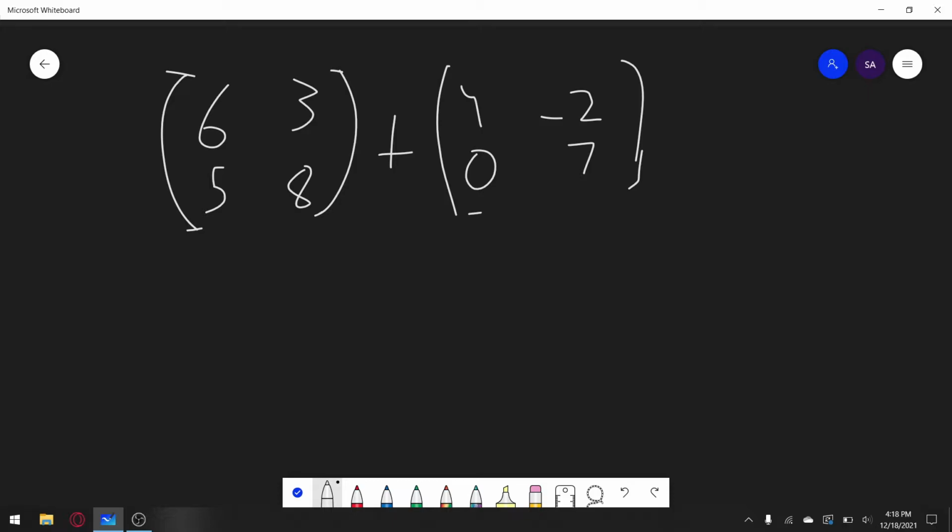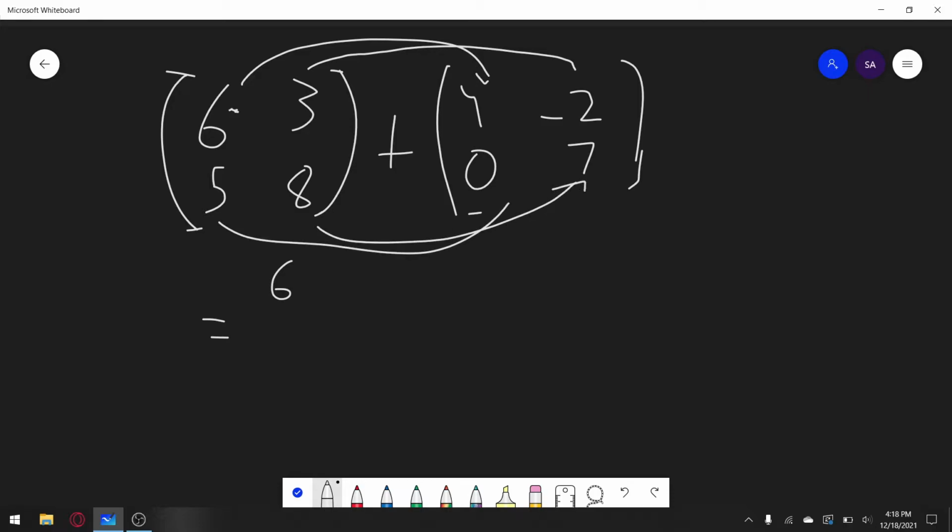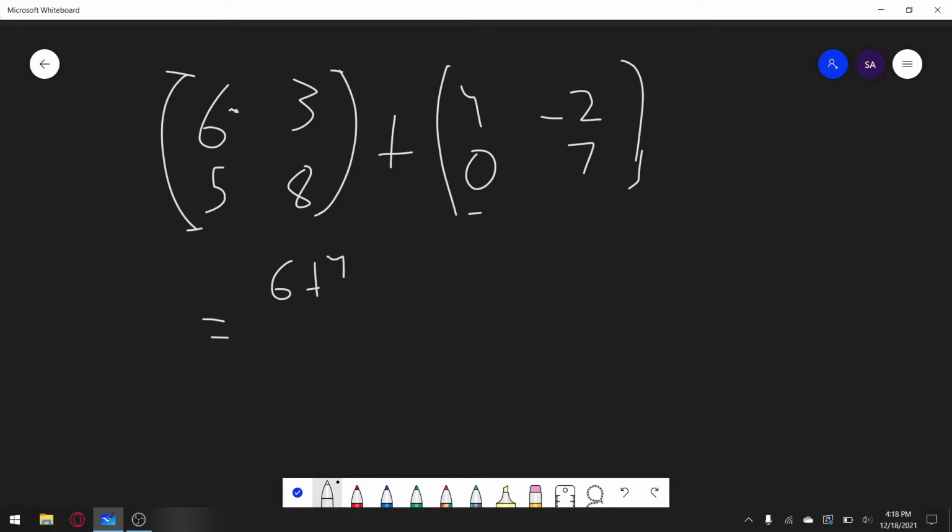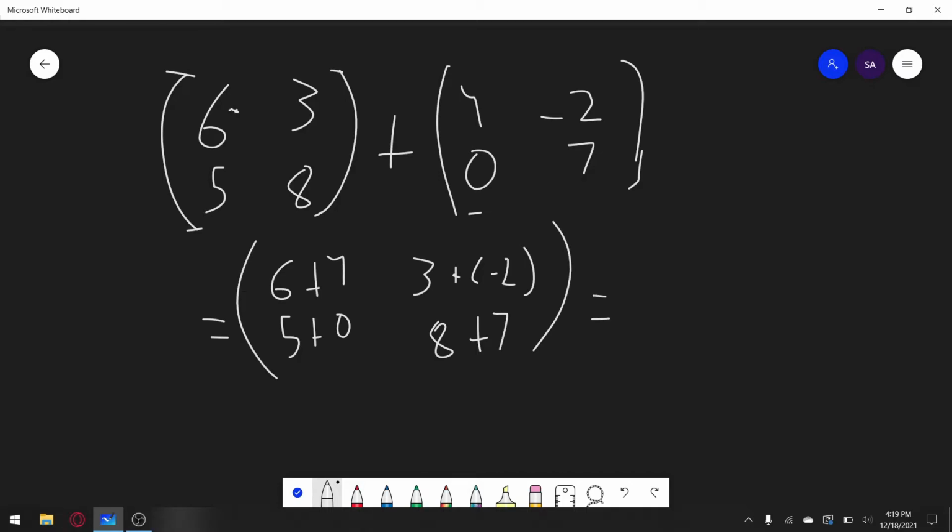Okay, so how would you solve this? Well, easy. You do 6 right here plus this 4, and then 3 plus minus 2, 5 plus 0, and 8 plus 7. So 6 plus 4, 3 plus minus 2, 5 plus 0, and 8 plus 7, which gives us 10, 1, 5, and 15.